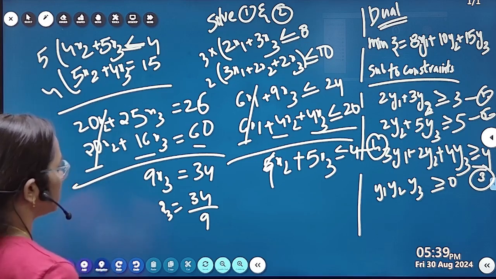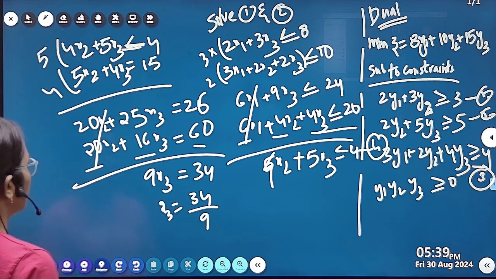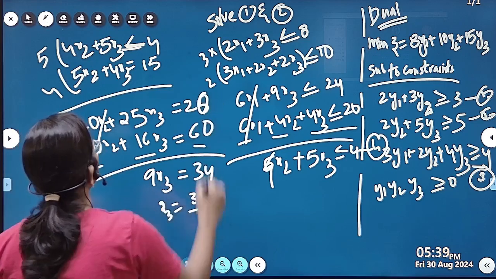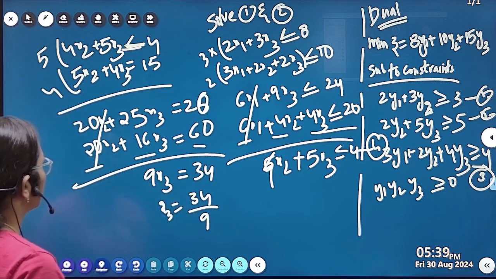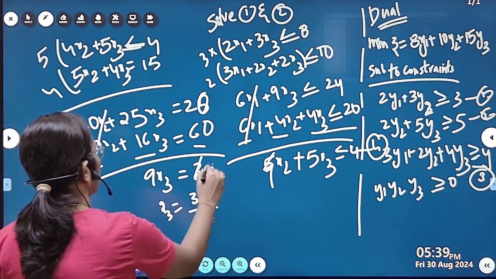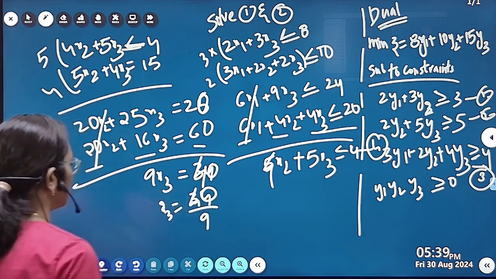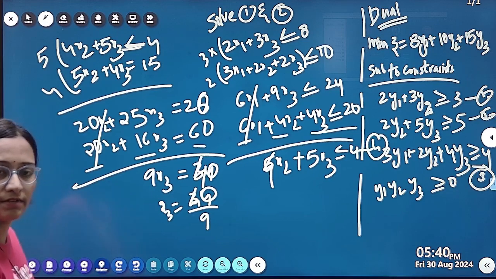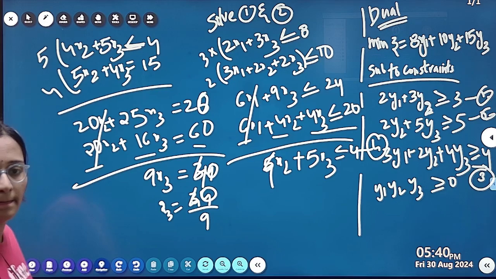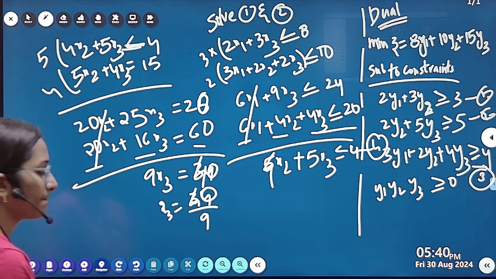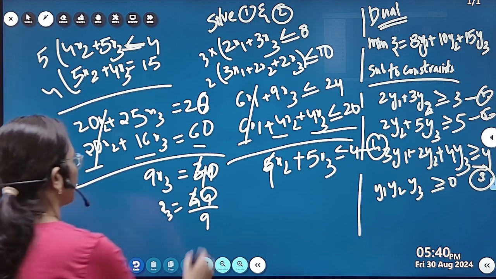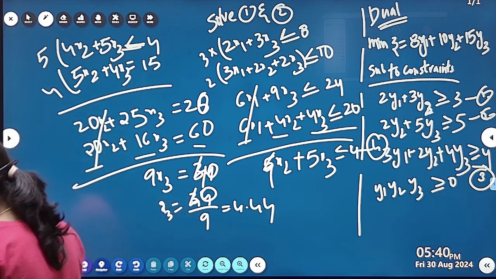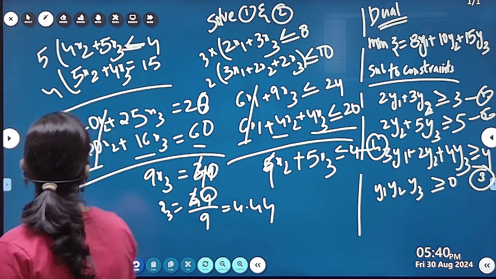I think somewhere we made a mistake. Madam, it will be 20, 5 into 4 is 20, where did 26 come from? Where? Okay, this is 20. This is 20. So it will be 40, right? So how much will you get? 9 divided by 40? 40 divided by 9. So x3 is 4.44.